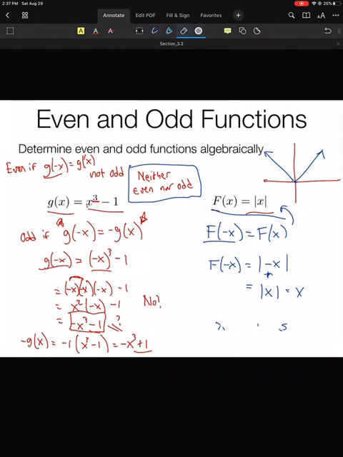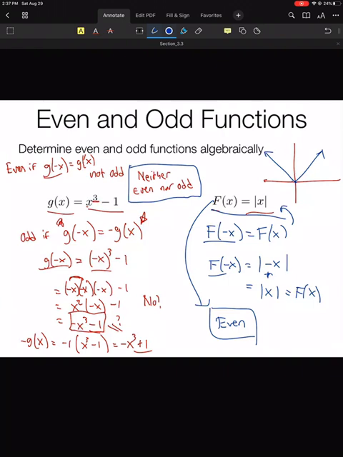Or never mind all this. The absolute value takes away that negative sign, and you're left with this. That makes it much easier. Just forget the last 30 seconds of what I was saying. So we've got f of negative x equaling f of positive x, and so this function is even.